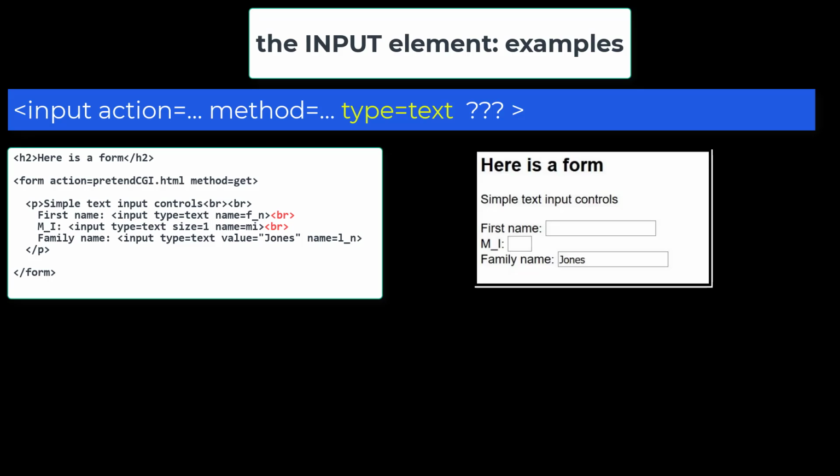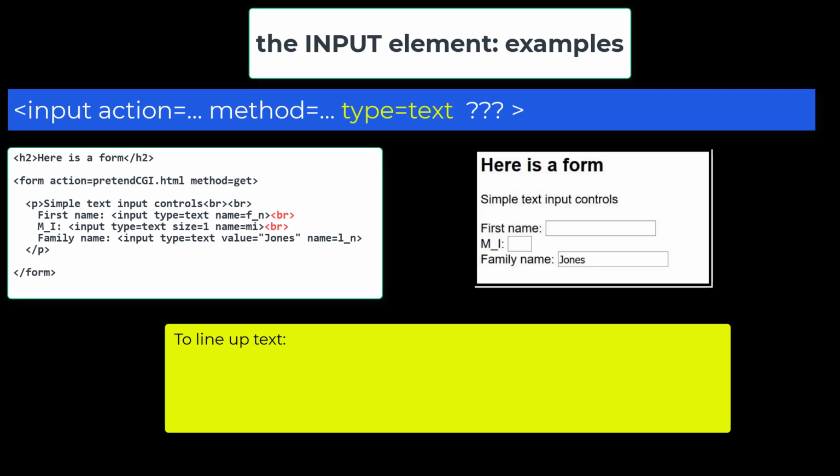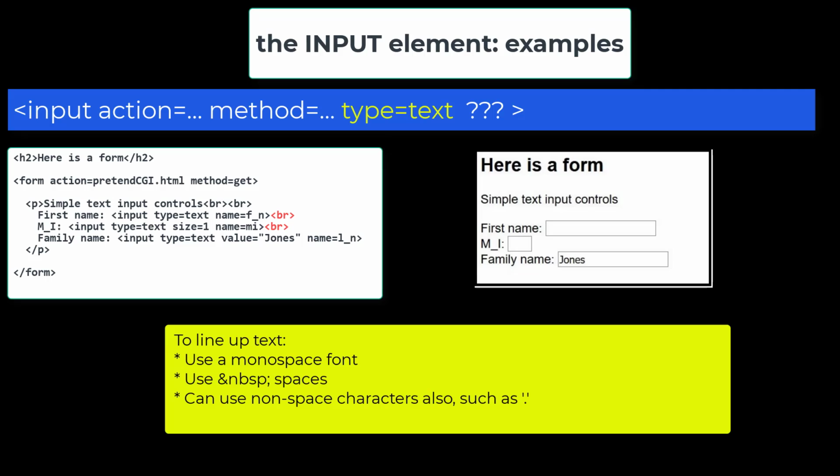Wouldn't it be nice if the boxes lined up better? Well, remember many lessons ago, we talked about how to line up text. There are two parts to make this happen. First, use a monospace font. And second, use the non-breaking space semicolon spaces so that spaces are not simply collapsed into one. Now it turns out you can use non-space characters also, and we've found that using periods, dots, can be visually effective. And you can also use a single regular space just fine.